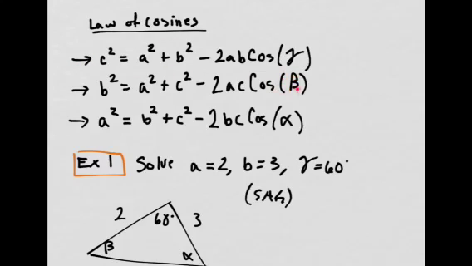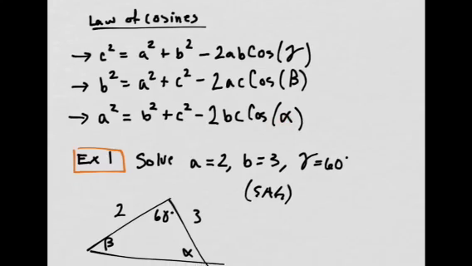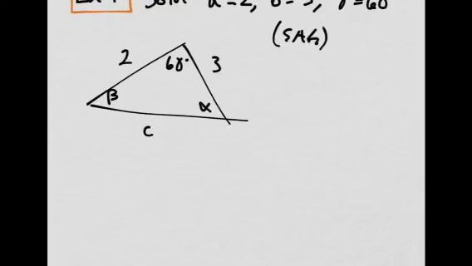If I was given beta, I'd use this one. If I was given alpha, I'd use that one. You know? That's how I do it. Okay, so let's use that.